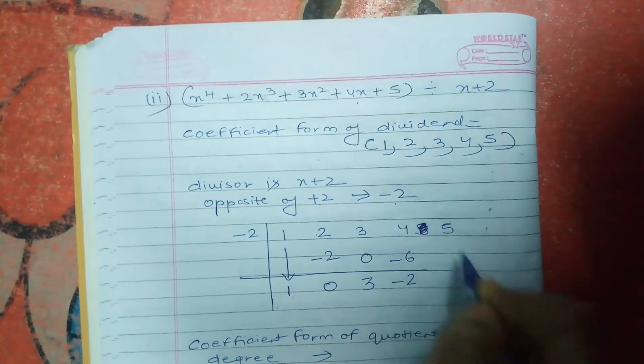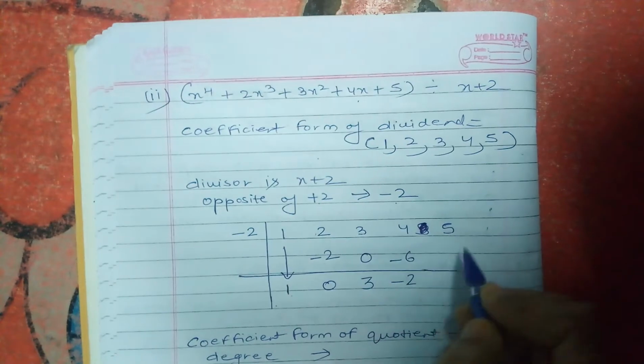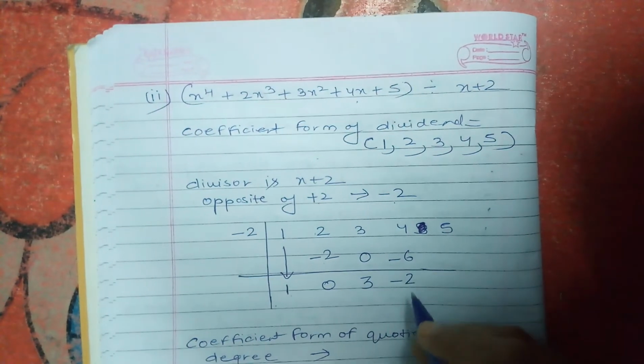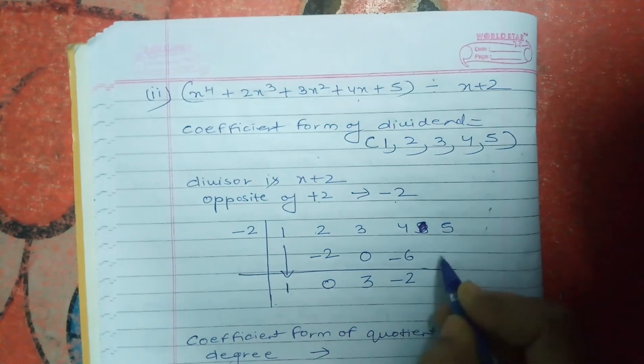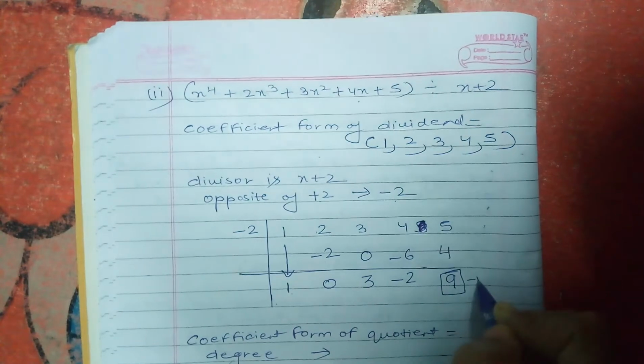We should have written this 5 a little bit far away from this 4, so this does not create confusion. Now see, minus 2 into minus 2, it is plus 4. Now 5 plus 4 is what? 9. So this 9 is what? It is the remainder.